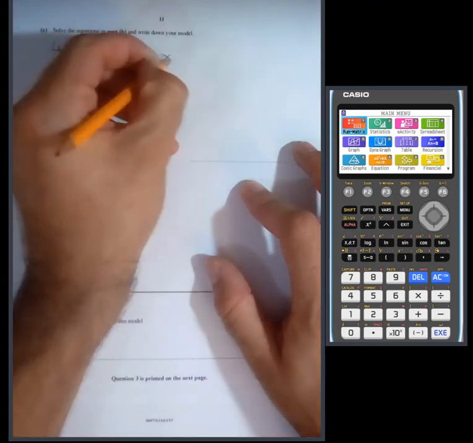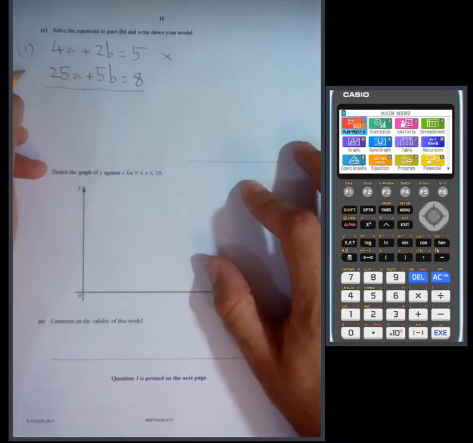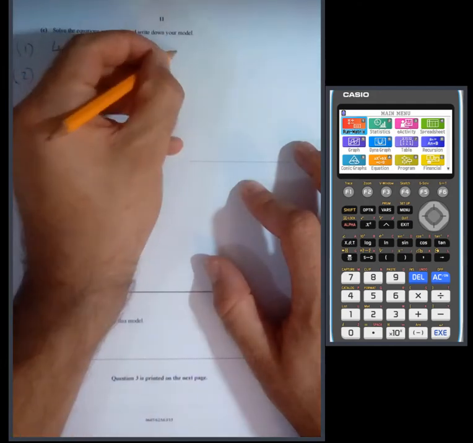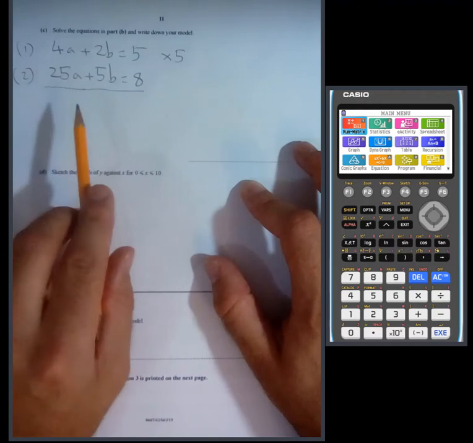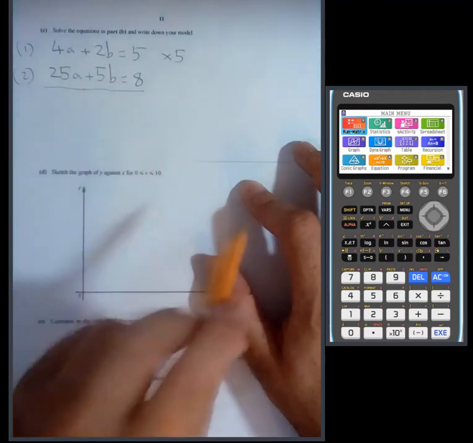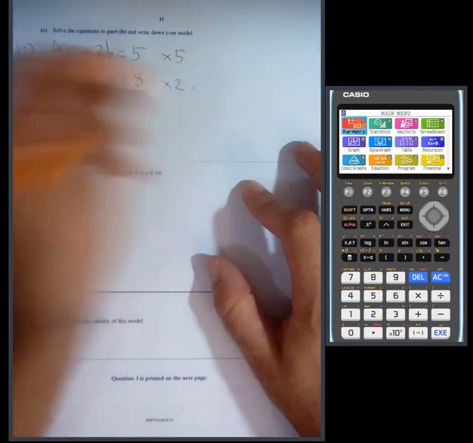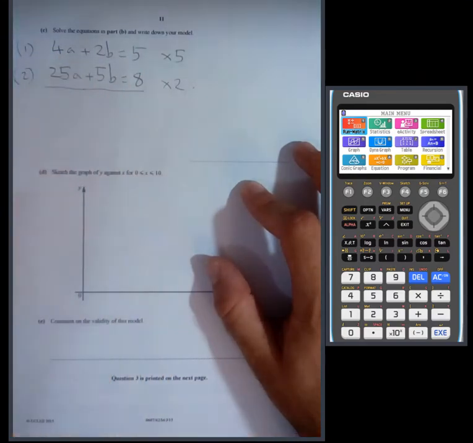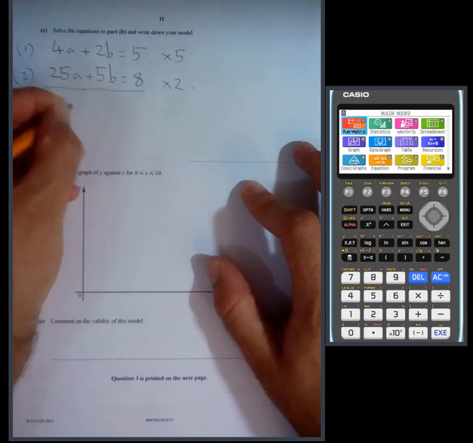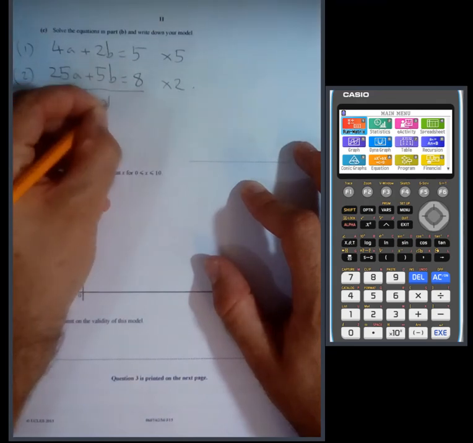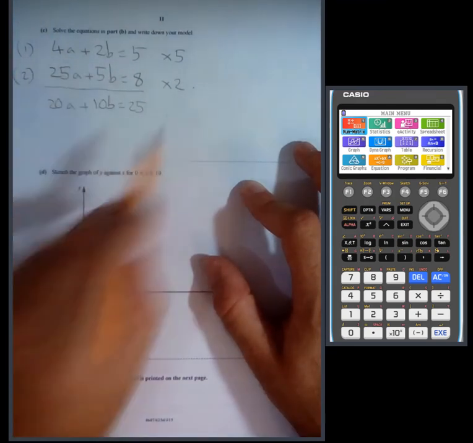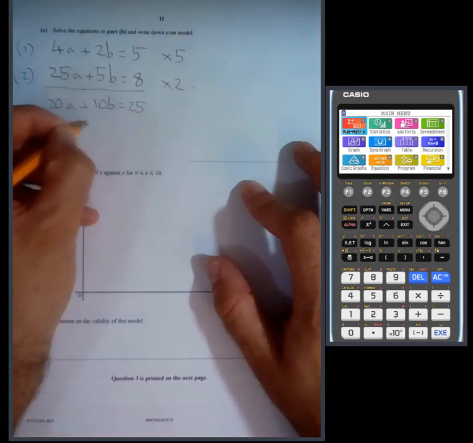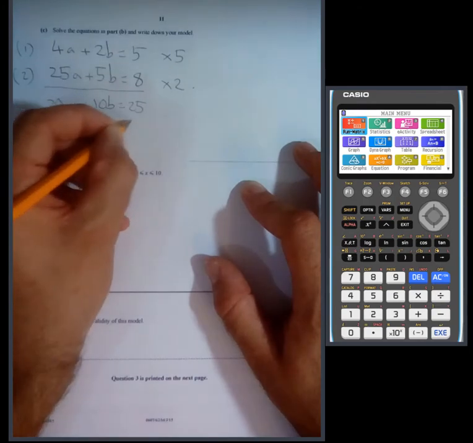So we do that by multiplying equation 1. I'll call this equation 1 and this equation 2. Multiply equation 1 by 5, and that means every term. And equation 2, I need to multiply by 2. Okay, so once I times it by 5, it's going to say 20a plus 10b equals 25. Equation 2 times 2 would say 50a plus 10b equals 16.